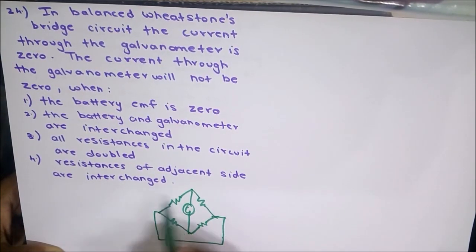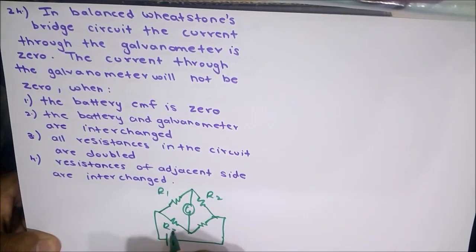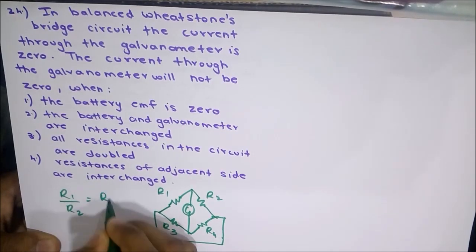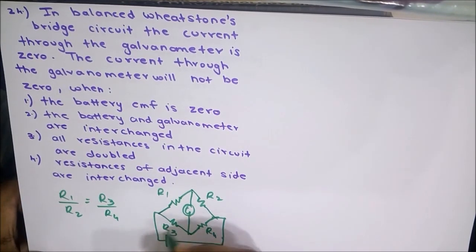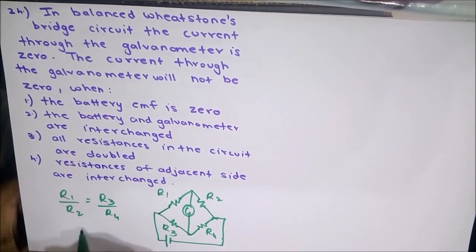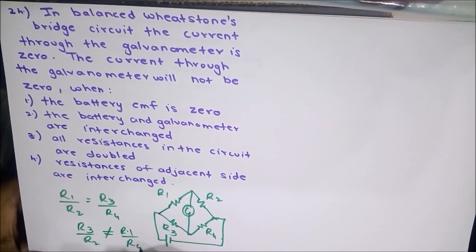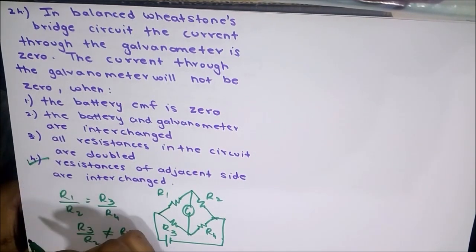In this, the balancing condition is R1 upon R2 should be equal to R3 upon R4. Now when R1 and R3 are interchanged, there is a possibility that R3 upon R2 would not be equal to R1 upon R4, and due to this the bridge may not be balanced, and hence the galvanometer arm would have some current flowing through it, and hence the option D is the correct answer.